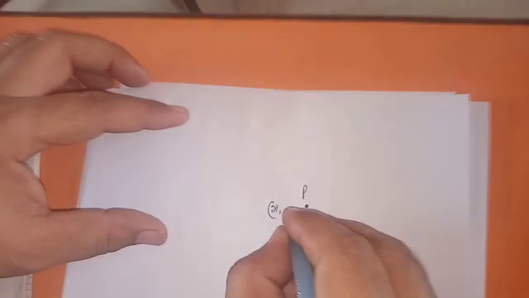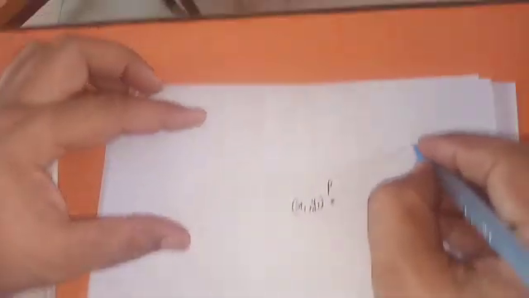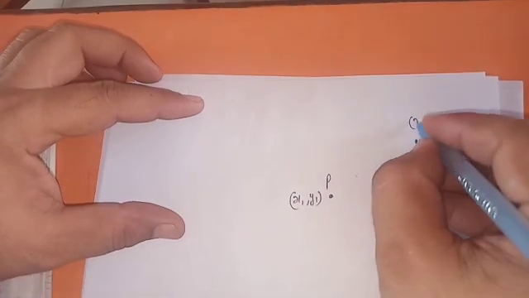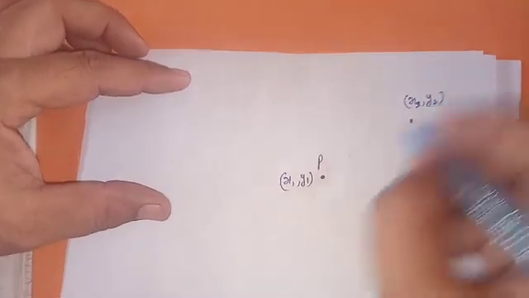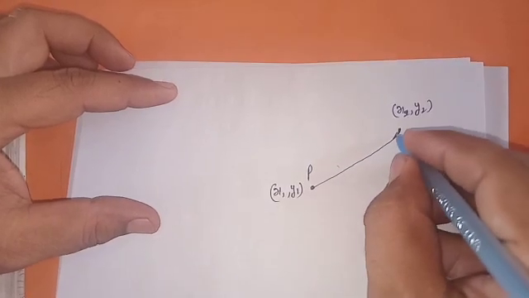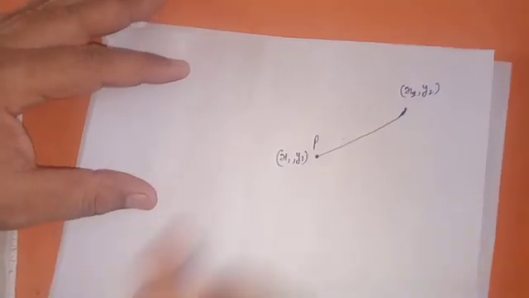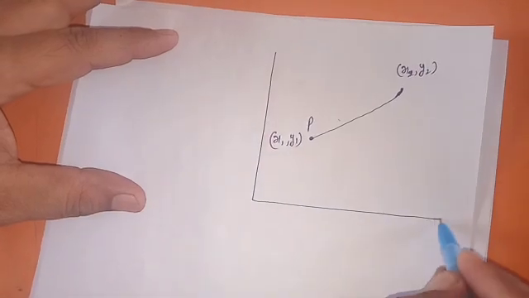So now, how does the distance formula become? The distance formula. Suppose one point is P, whose coordinates are x1, y1, and this is a point Q, whose coordinates are x2, y2, and we have to find out PQ. So this is how the formula becomes.